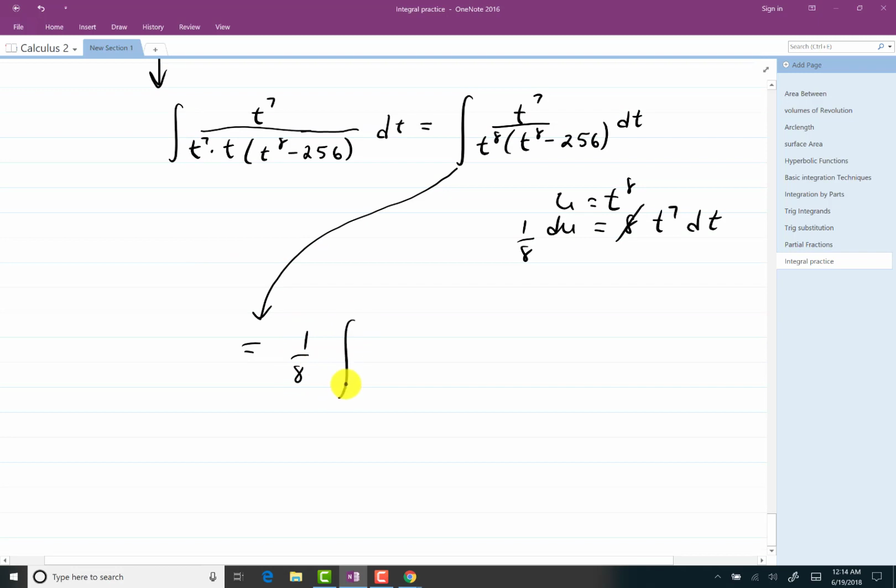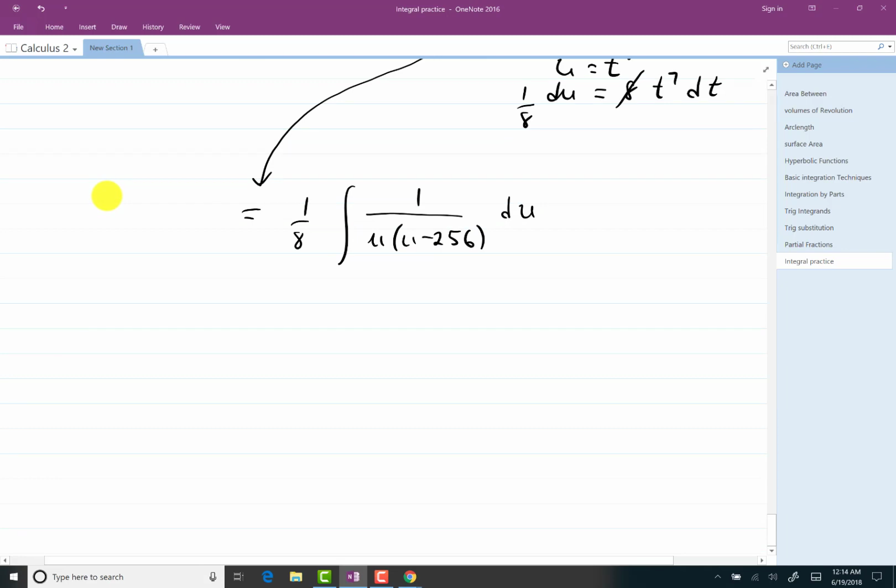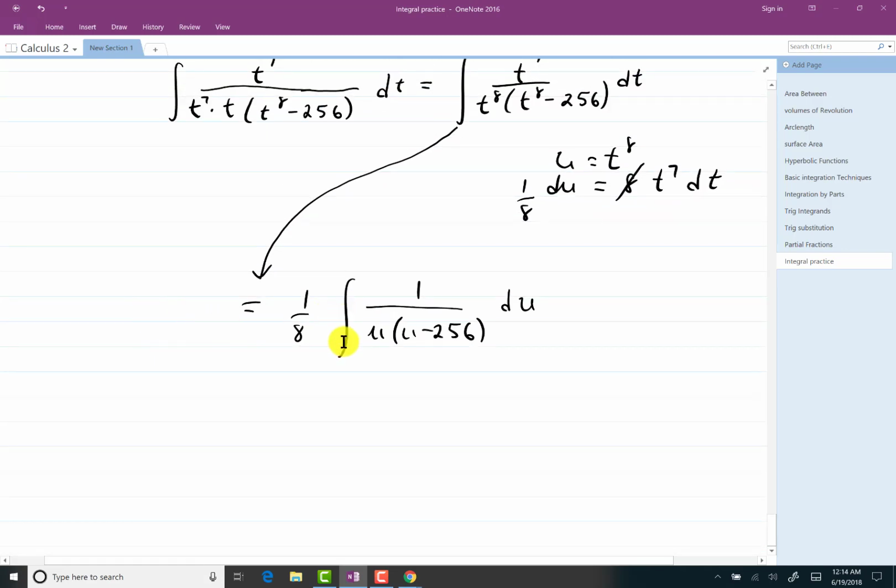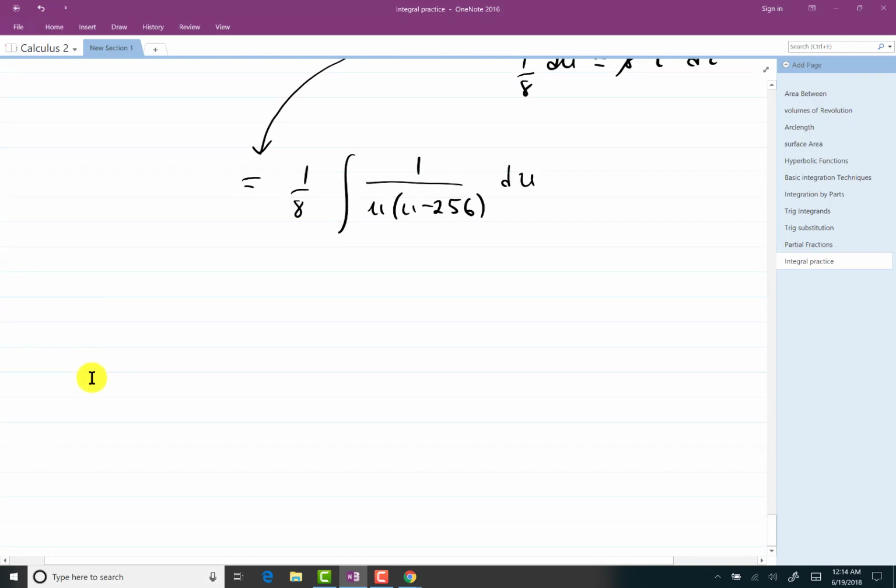So now, t to the 8th is u, and then we have u minus 256 du. Now, it's a partial fraction type of a problem should you want to do that. You could also multiply this through and then have a completing the square type of a problem if you wanted to. Anyways, I will do partial fractions, and once again, I'll leave it to you to determine how you want to break it up.